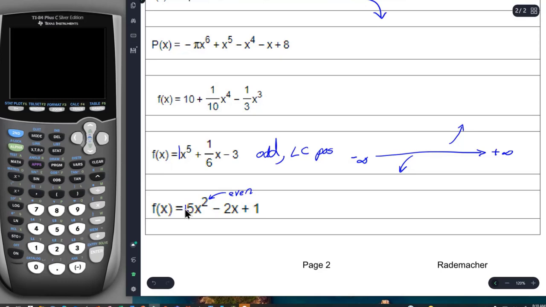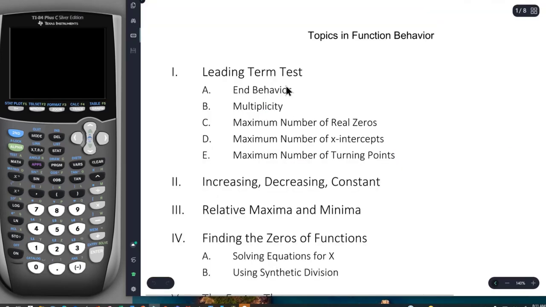And a positive leading term, or the number is positive, the leading coefficient is positive. So I know that out on the ends, the graph will go up on the right forever and up on the left forever, but much better than the way I drew it. This is what we talked about last week. The leading term test is the broad name for what we did last week.